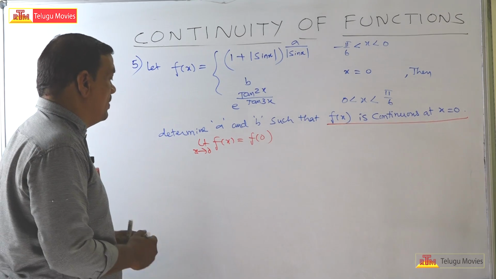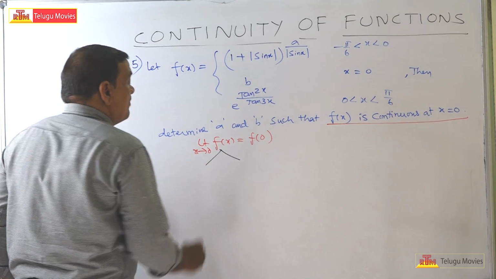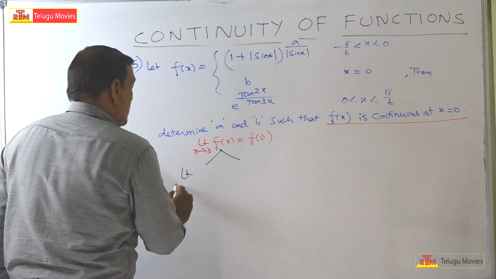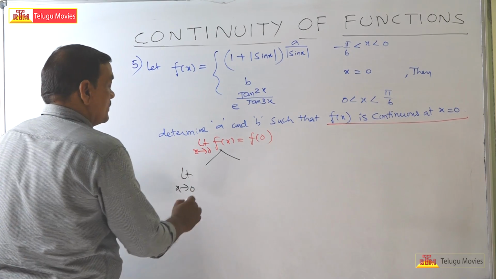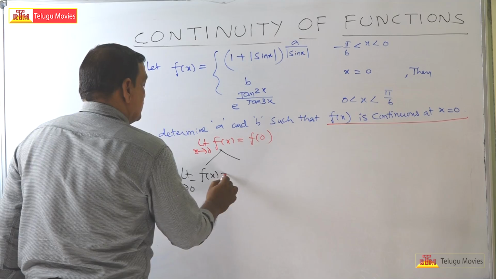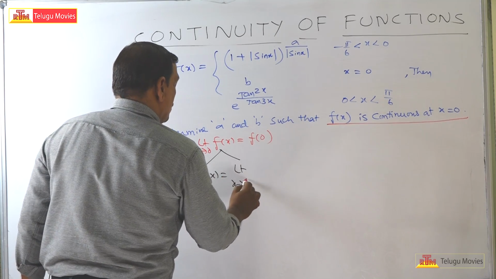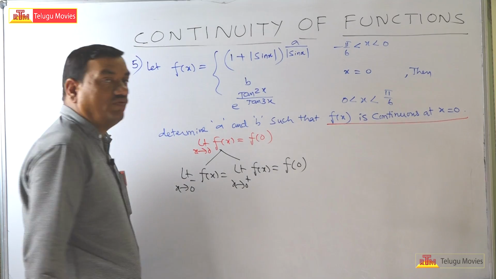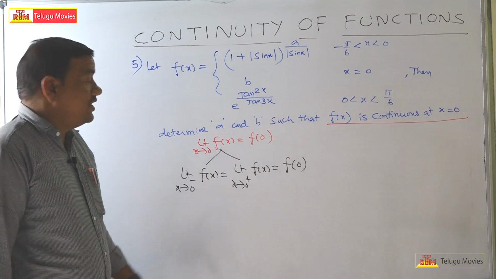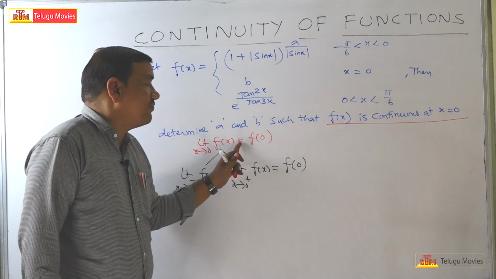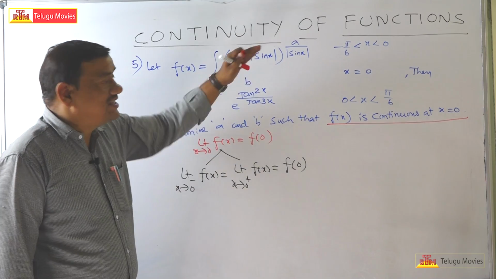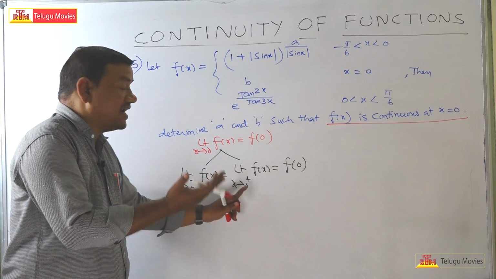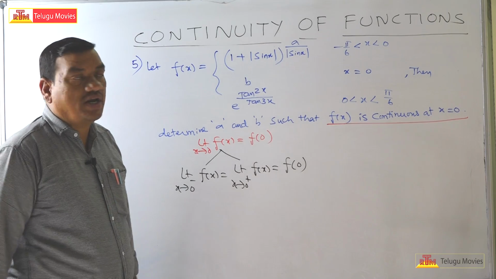Then how to do this problem? We will take the left hand side limit and right hand side limit of this function. That means limit x tends to 0 minus f of x is equal to limit x tends to 0 plus f of x is equal to f of 0. Since this is a piecewise function, you have to take the left hand side limit and right hand side limit at 0.